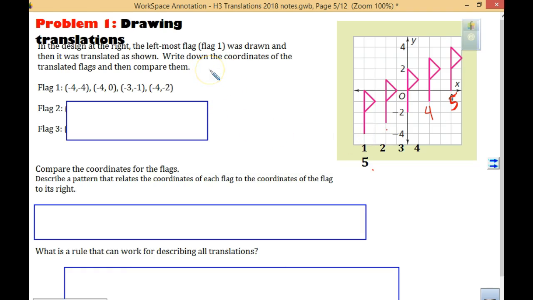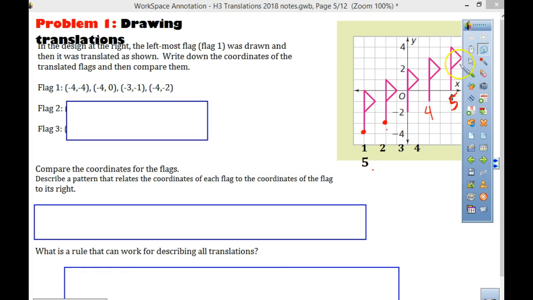It says if we are going from flag 1 drawn and we want to translate it as shown, write down the new coordinates. So we started at this point, right? This is -4, -4. We are now moving it to where? In flag 2, -2 and -3, okay? So flag 1 started at -4, -4. It's now at -2, -3.